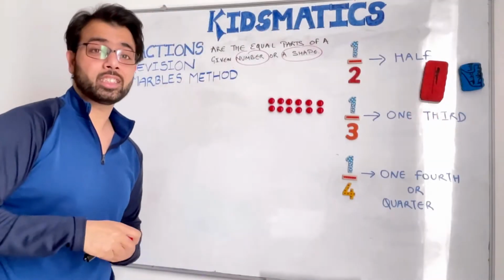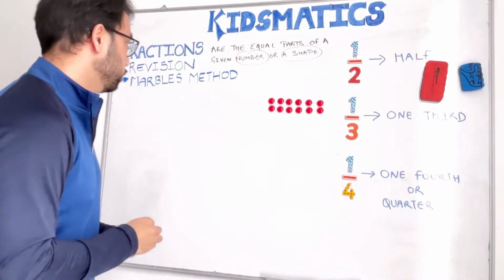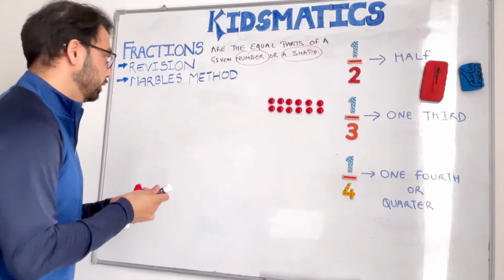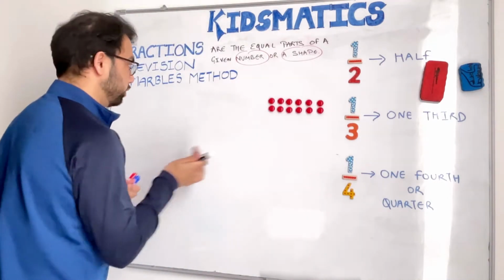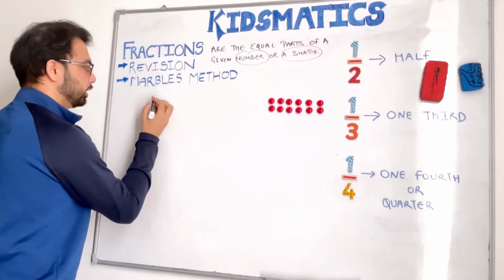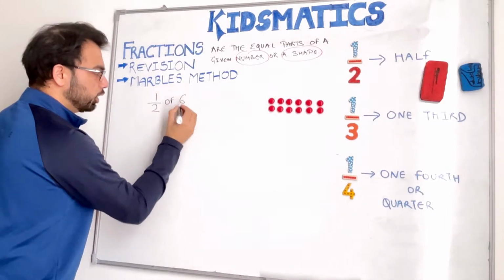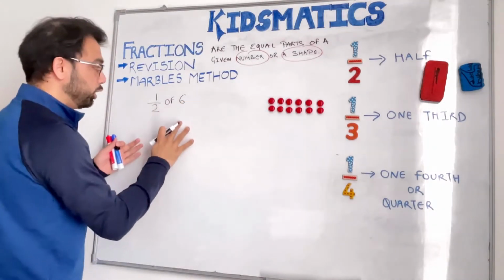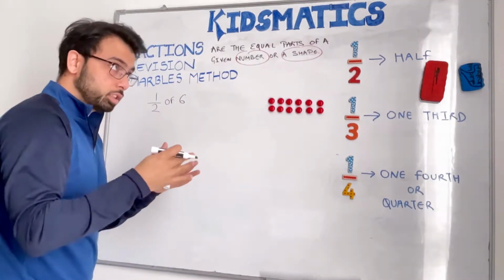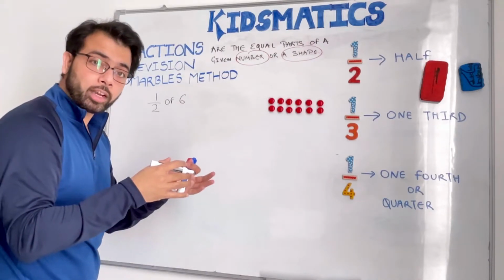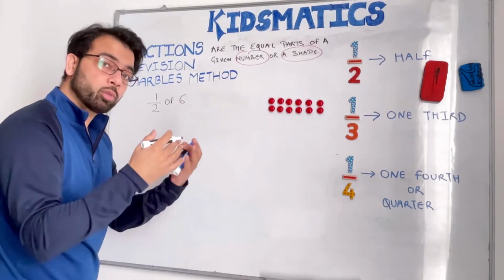Okay, so what is this marble method, right? So what we're going to do over here, say for example, let's just take one question. For the sake of explanation, say we have to find half of 6. What are we actually doing over here? We are not just solving the fraction. Let's understand what more there is to it.